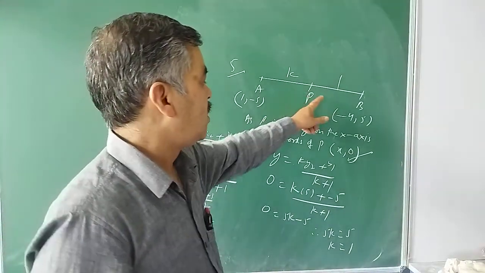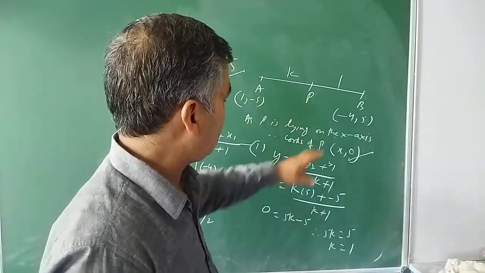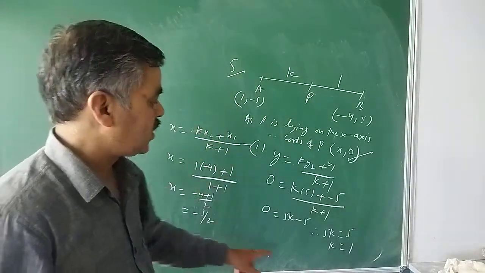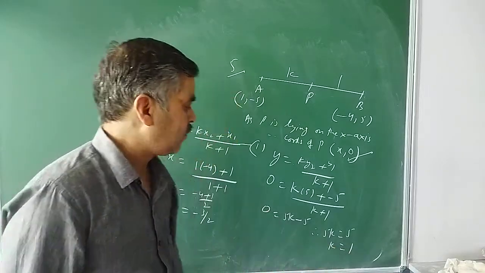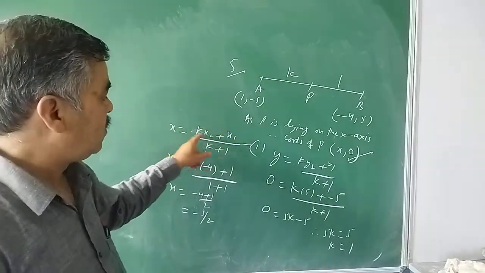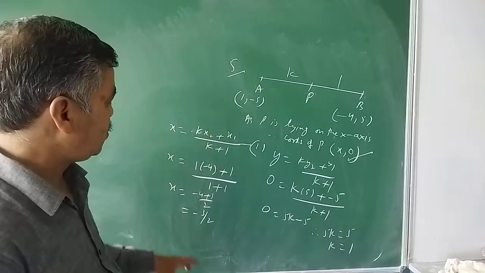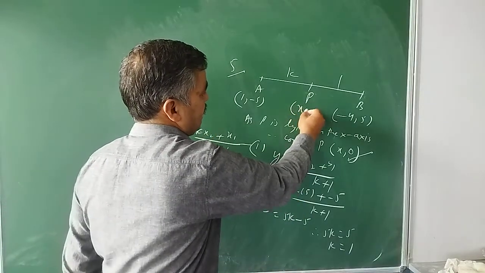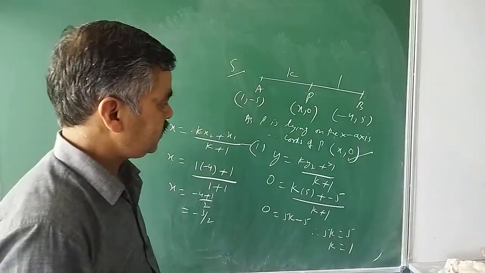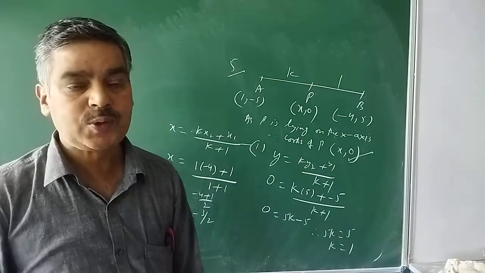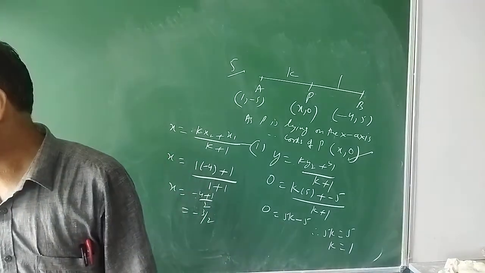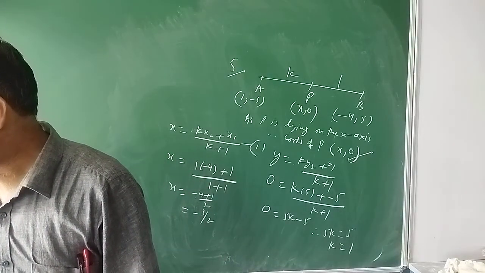If you want to find x also, you have to use this x equal to (k x2 plus x1) upon (k plus 1). As soon as you have calculated the value of k, you can substitute it here. By substituting the values of x1, x2 and k, you will be able to find the value of x also. So this is the way to go for the solution of question number 5.